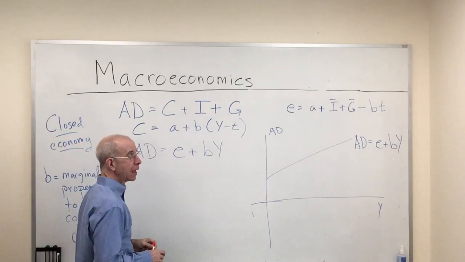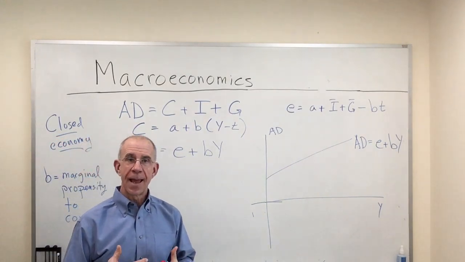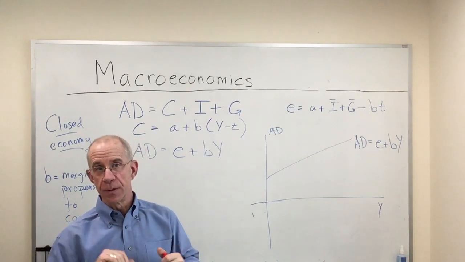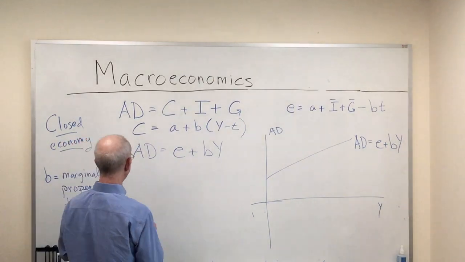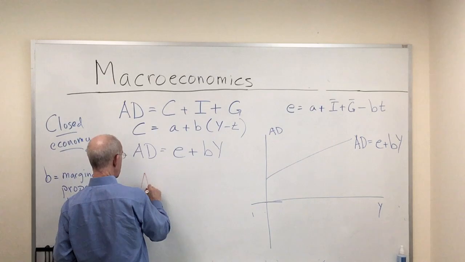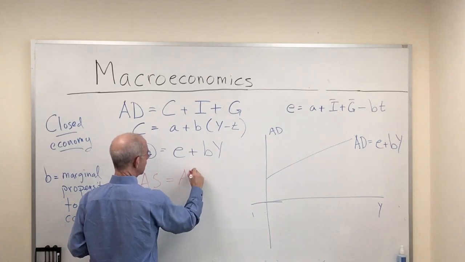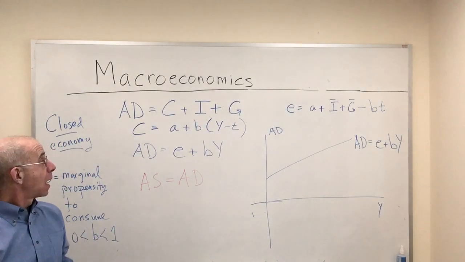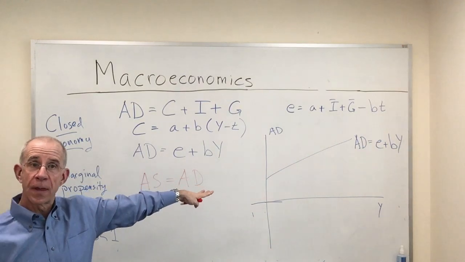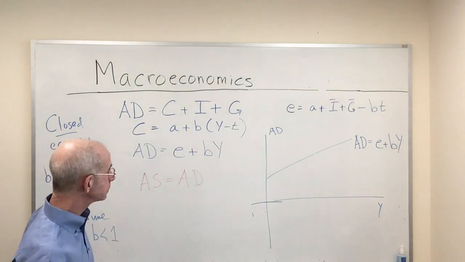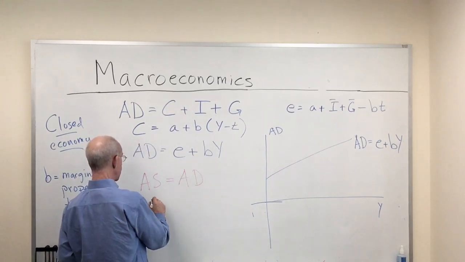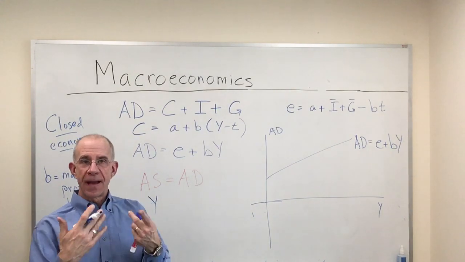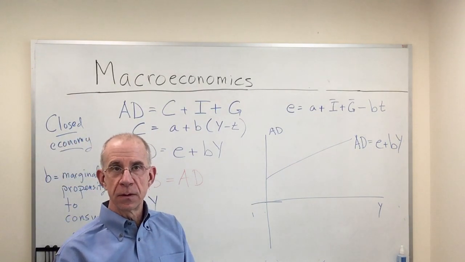Now I want to talk about how we would depict the aggregate supply equal to aggregate demand equilibrium condition. So in the end, we're going to want aggregate supply to equal aggregate demand. And now how do we show that over here on this graph? Well, aggregate supply is really another way of writing Y. That's the value of economic activities, equal to Y.